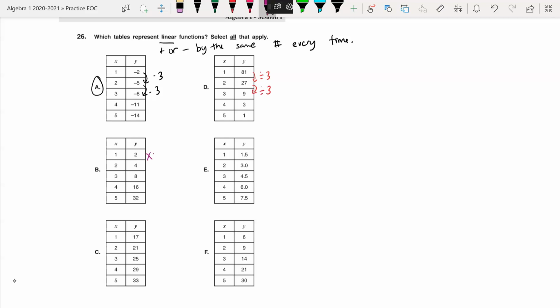B, I am multiplying by 2 every single time, so that's not linear. E, I'm adding 1.5 every single time, so that one's going to be a linear function. C, I'm adding 4 every single time, so that's also a linear function. And then F's kind of the tricky one. You're adding 3, but then you add 5, but then you add 7, then you add 9. Are you adding the same number every single time? No, so that's not linear. So your answer should have been A, C, and E.